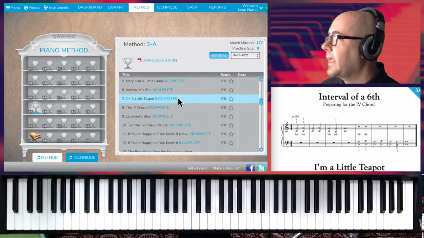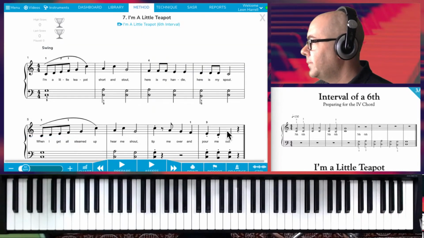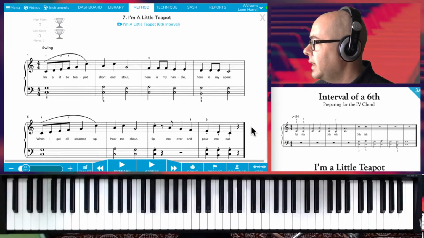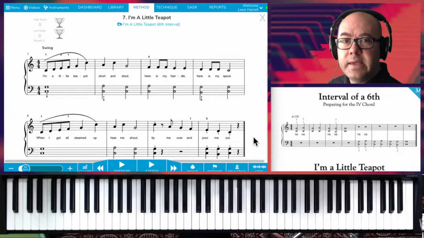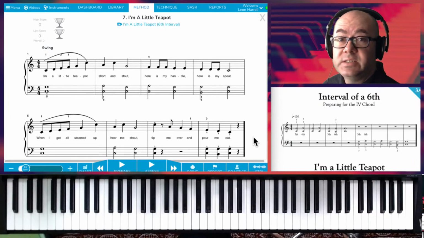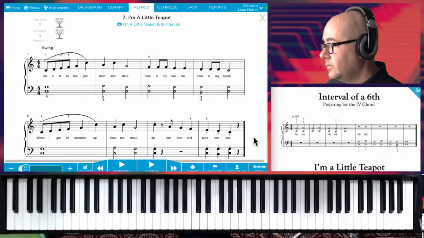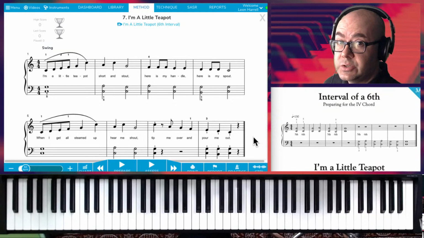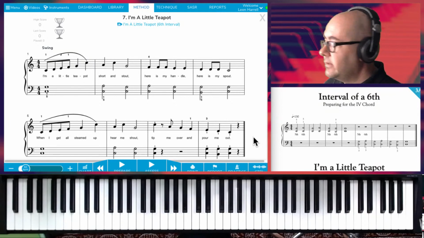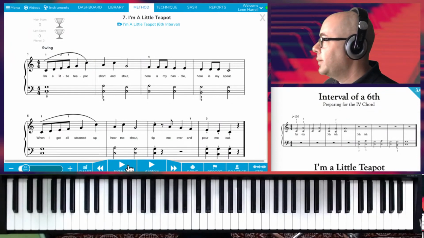Okay, let's go with lesson number 7, I'm a little teapot. Hands on the keyboard. We'll sight read this one, and you're paying attention to when you're playing an interval of a sixth. There are 2 different types here. We're hearing the major sixth and the sound of the minor sixth. But we'll get into that in future lessons. So here we go in prepare mode.